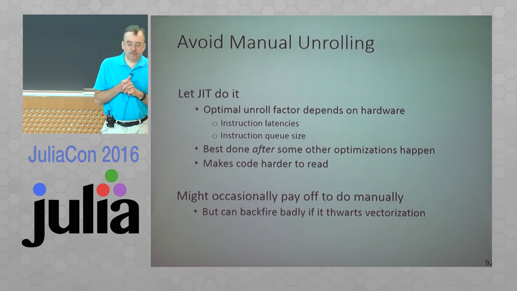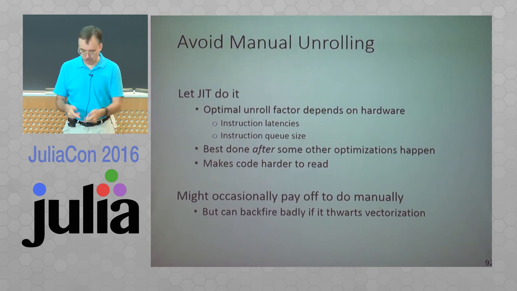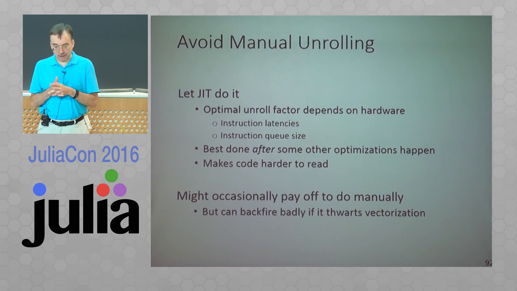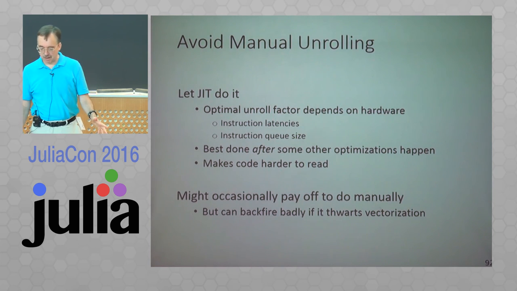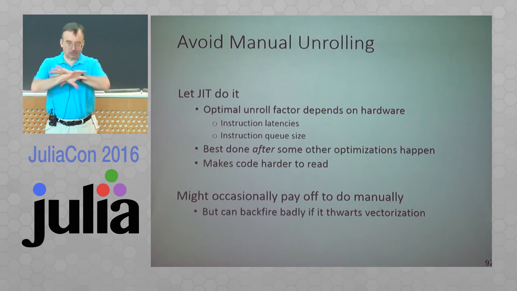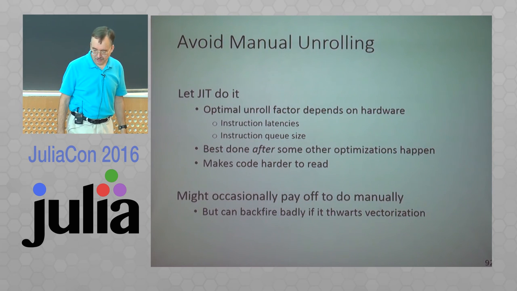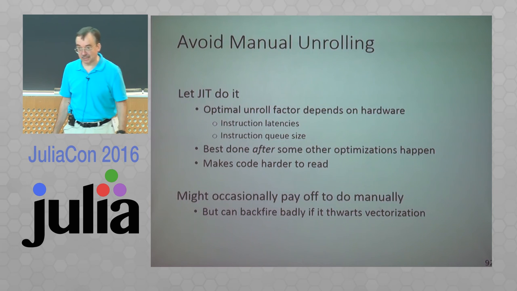So in general, I advise against manual unrolling. Let the JIT do it. In most cases, it knows. The optimal unroll factor depends upon the hardware, so it will differ depending upon the target machine. It also depends upon the instruction latencies and the instruction queue size. The optimal unroll factor depends upon these awful machine-detailed things that you don't want to have to learn. And they're going to change. As soon as you get running on one machine, they're going to change the rules for the next machine anyway.